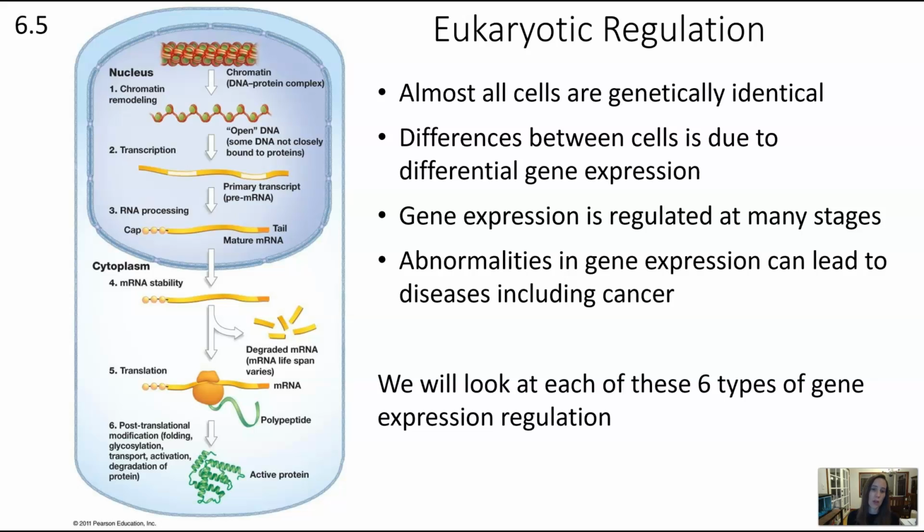It's really important to understanding how things are working on a daily basis, and then what happens if they're slightly off. We're going to look at each of these 6 types of gene expression regulation. So if you look over on that diagram on the left, you'll see 1 through 6. We're going to go through these one at a time.